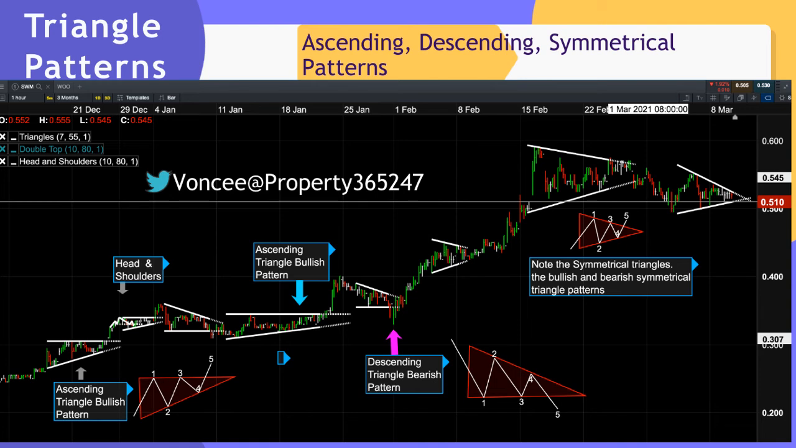With a symmetrical triangle, the trend most of the time tends to go in the direction of the initial move. So you need to look at, for example, this one here. You can see it was trending upwards really, so when those symmetrical triangles came, the trend continued. That's what I'm trying to say here.